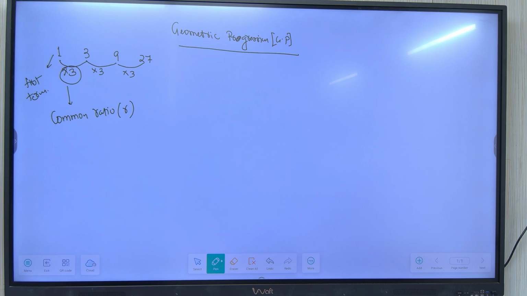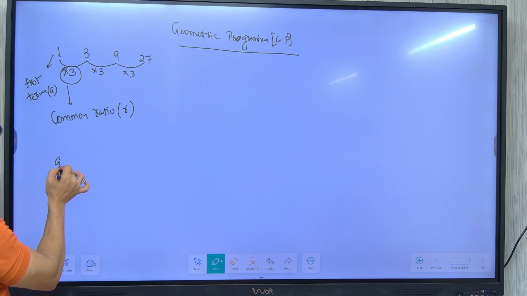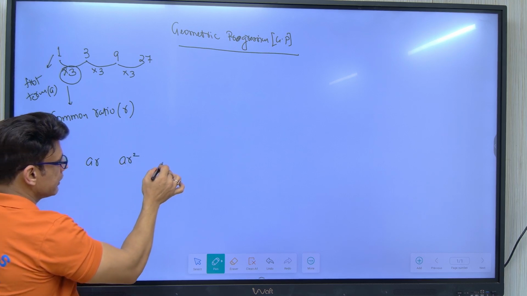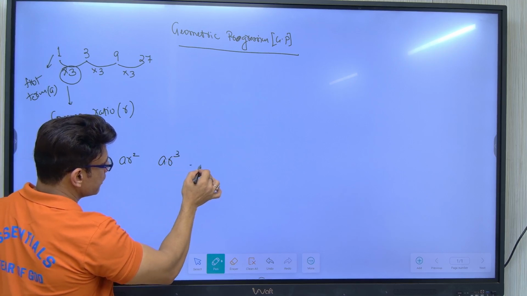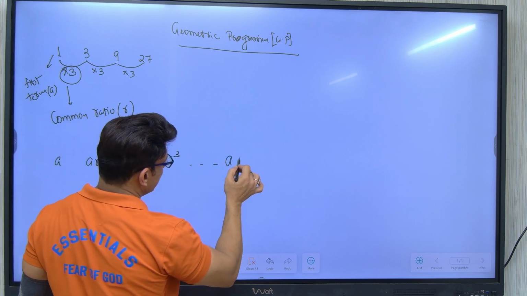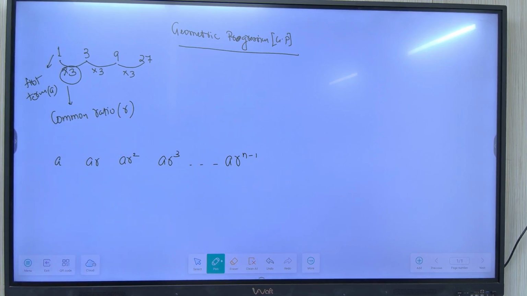So if your first term is denoted by A, the first term is what? A. Second term is AR. Third term is AR square. Next is AR cube. What will be your nth term? AR raised to the power n minus 1. Remember, nth term in AP was A plus n minus 1 into D. So here nth term will be what? AR raised to the power n minus 1. Understood? That will be the nth term.